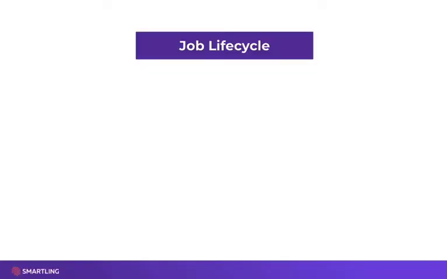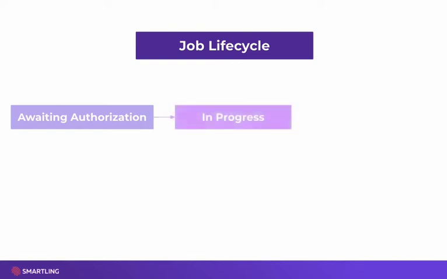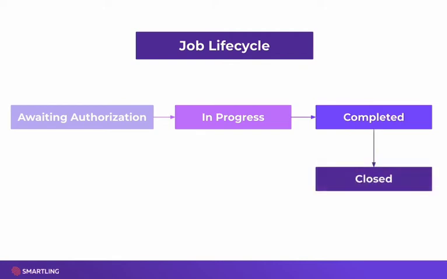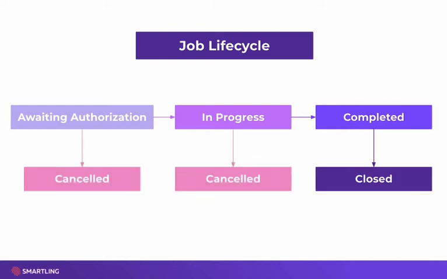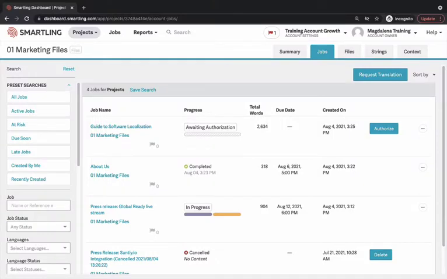In Smartling, when a new job gets created, it then needs to be authorized to kick off the actual translation process. The job status then changes from awaiting authorization to in progress. Once a job has been fully translated and has gone through all workflow steps, it is considered completed and can be closed. Of course, if a job is no longer needed, you can also decide to cancel it. In your Jobs tab, you can get an overview of all jobs across all of these statuses.